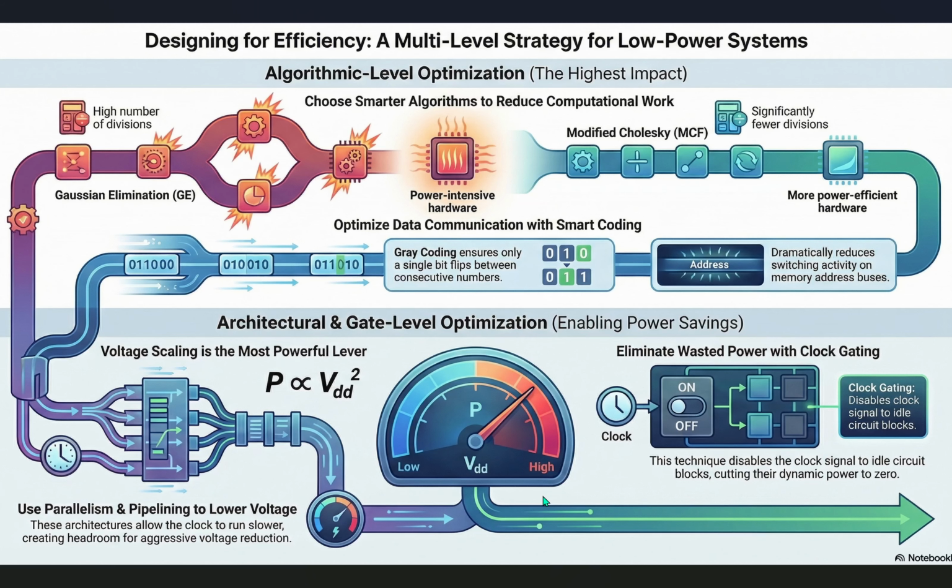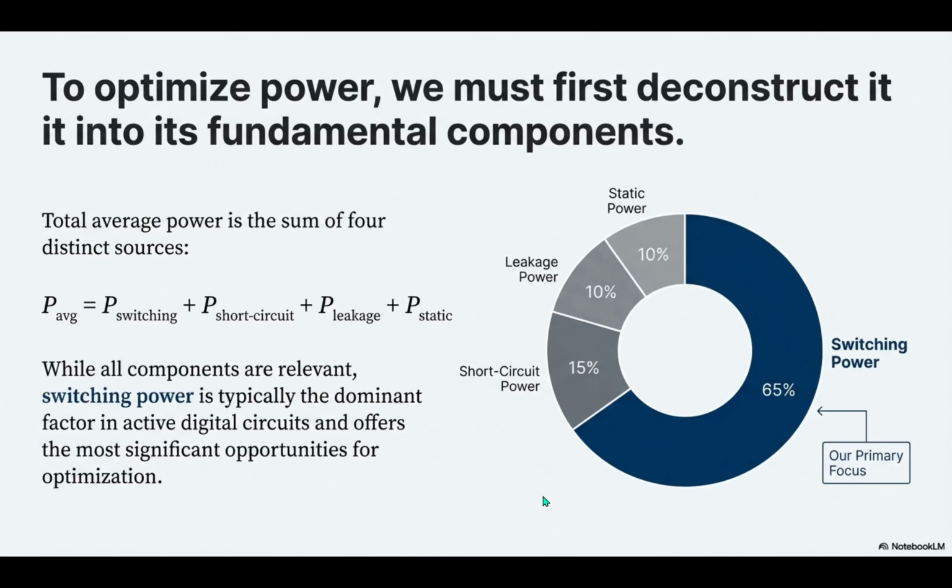Okay, let's unpack this. Before you can optimize anything, you first have to know where the power is even going. The total average power a circuit uses, what we call P average, is really a sum of four different types. Four types. Okay. Yeah, you've got switching power, short circuit power, leakage power, and static power. That sounds like we could be chasing a lot of tiny leaks. Where's the real focus? Where do we put our energy, so to speak?